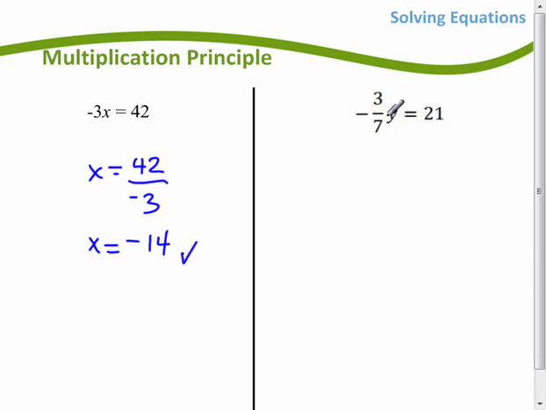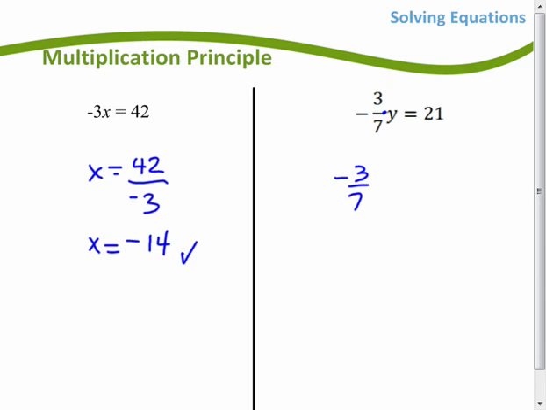In this case here it's a little different. I've got negative 3/7 times y is equal to 21. If I wanted to, I could say I'm multiplying y by a fraction. Or I could say I'm multiplying by 3 and dividing by 7. So I could apply the rule twice or once. I'm just going to apply it once.